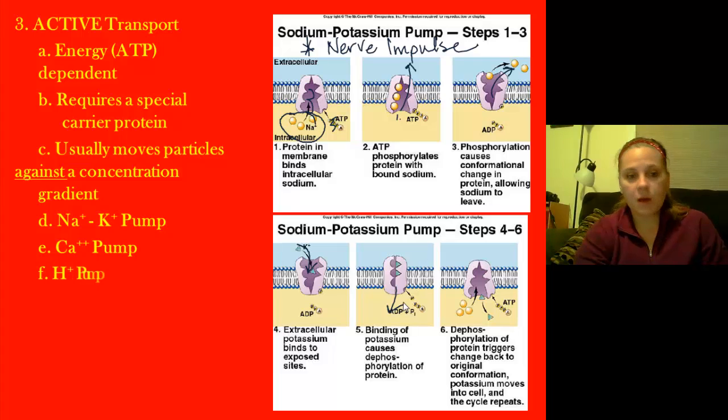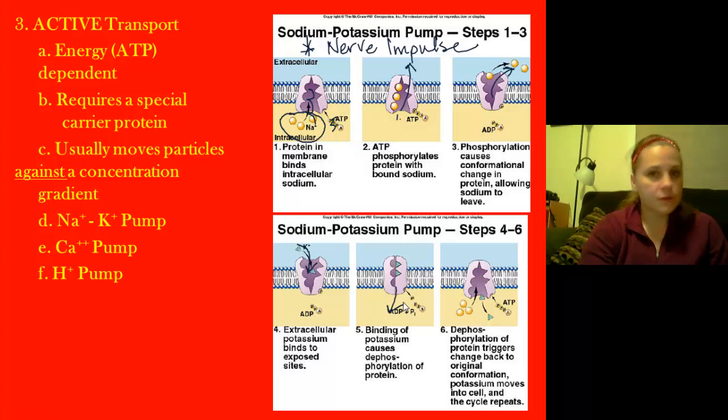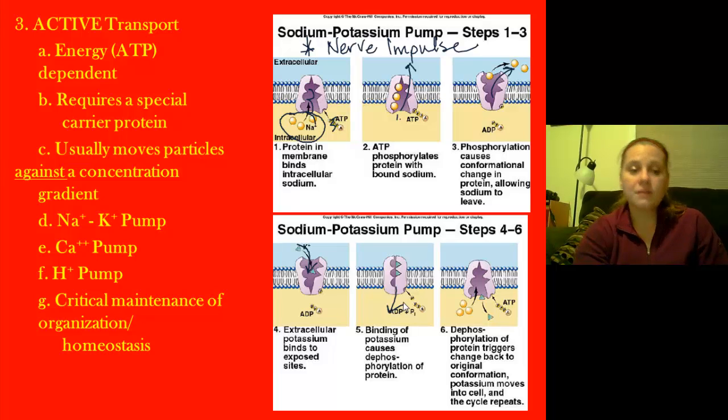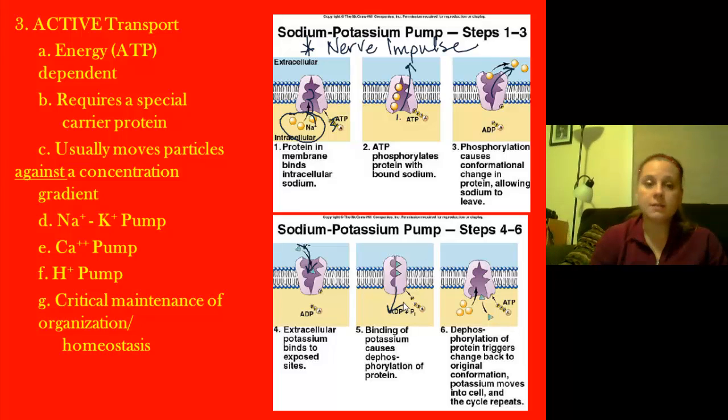Other types of pumps, you've got calcium pumps, hydrogen ion pumps. You're going to see these pop up as we move our way through different parts of this year. And these are there because most often we have to be able to maintain a certain level of organization, a certain level of homeostasis, and sometimes that means maintaining particular concentrations inside a cell.